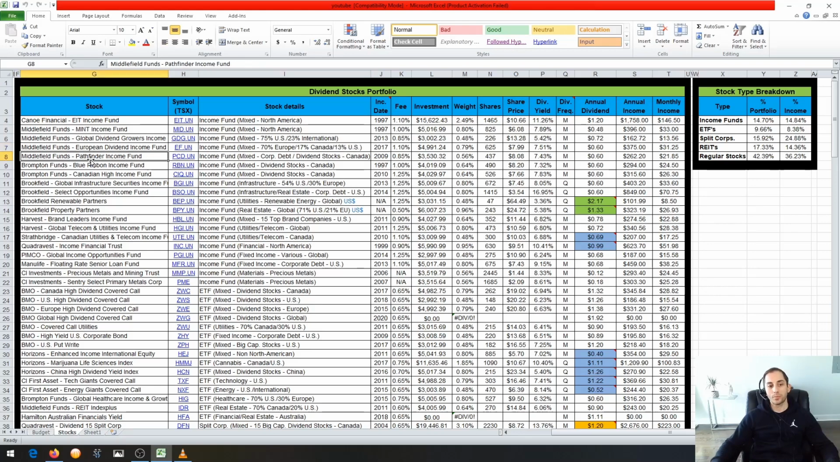The next one is called the Pathfinder Income Fund, also from Middlefield. Very interesting fund because this one concentrates on fixed income or mostly corporate debt. So corporate debt is like corporate bonds, and they also mix in some Canadian dividend stocks as well. The sectors are mixed, but this one focuses primarily on corporate debt. So a good way to get some fixed income exposure here.